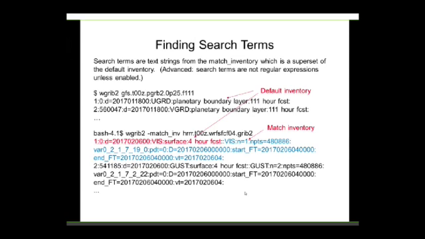There's also what's called a match inventory. The match inventory is the default inventory plus extra terms, like the number of points, the variable name as a number, the PDT (product definition template), the date code with hours, minutes, and seconds, the forecast start time, verification time, etc.